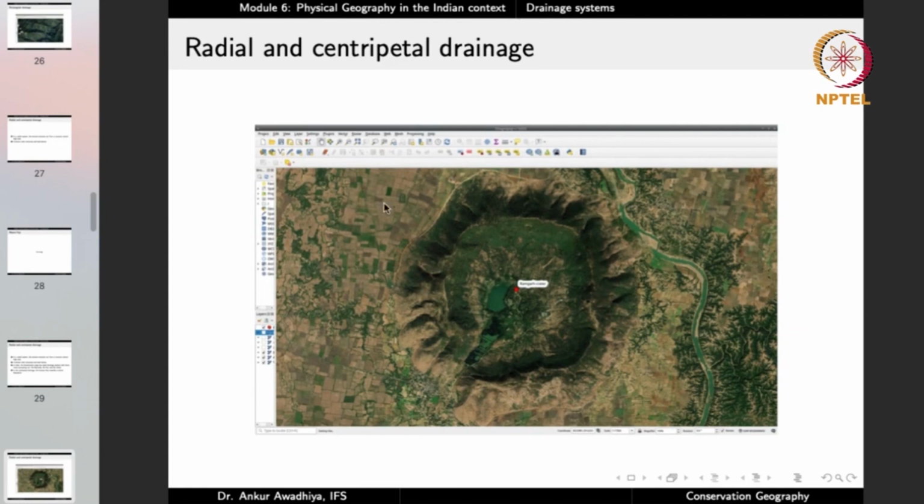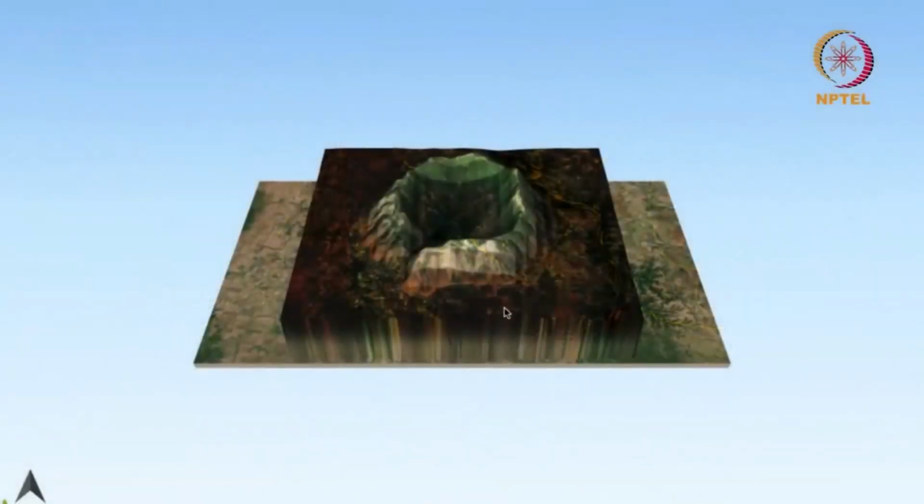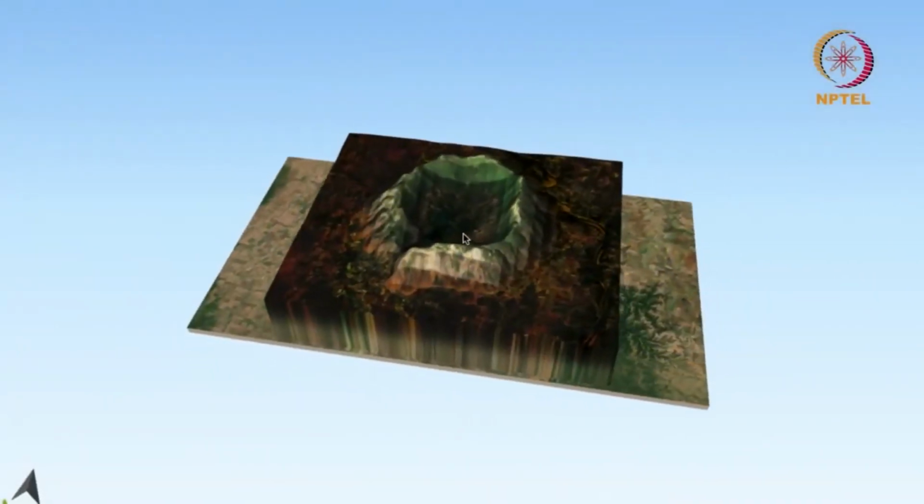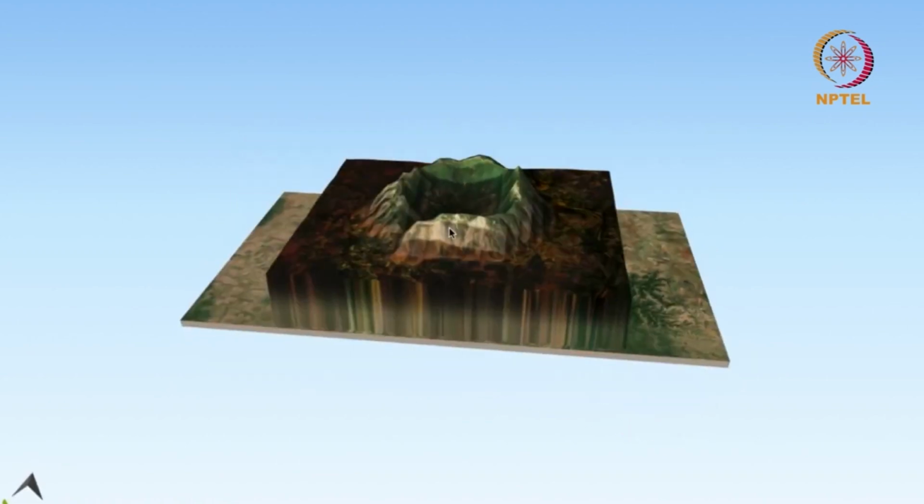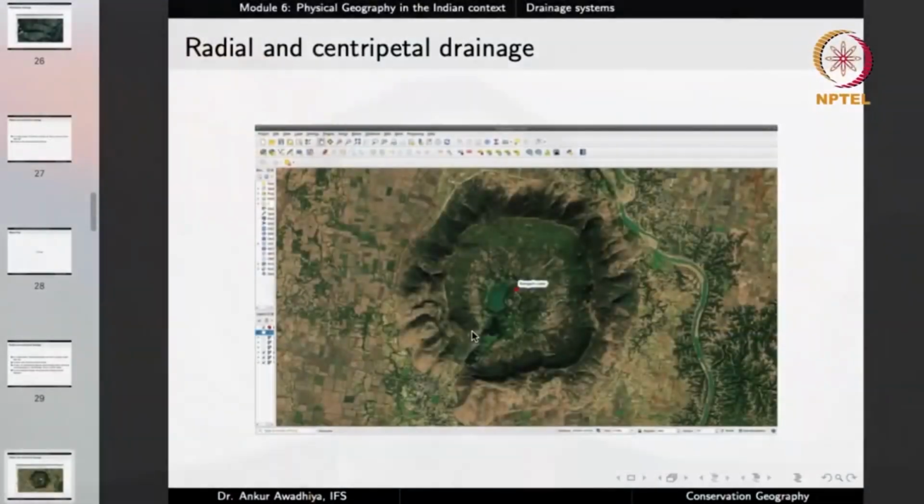So in this case, you have this crater called the Ramgarh crater, and if you look at the 3D map of this area, this is what it looks like. So this is the Ramgarh crater. In the center we have a depression, and around it we have these ridges which form a circular pattern. Now you'll remember that we had a circular pattern even in the case of the Chukchi crater, which is there in South America.